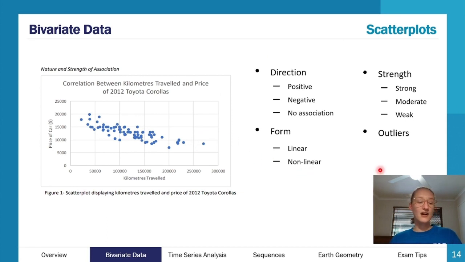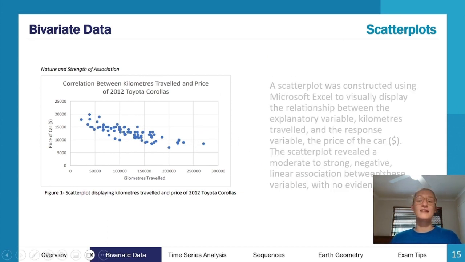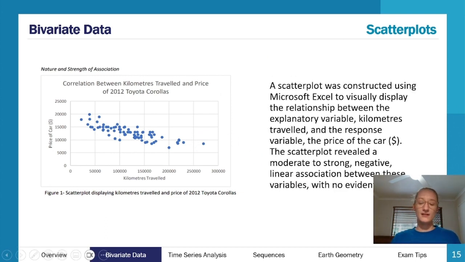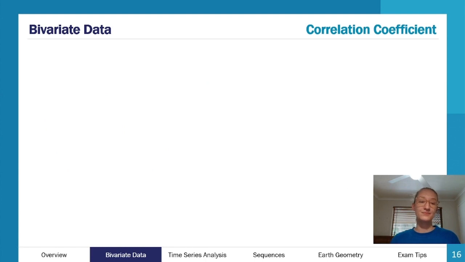So if I was going to describe this, like I have on our next slide, I would say the scatter plot revealed a moderate to strong, negative, linear association with no evident outliers. So when you're discussing the relationship between two variables, those are all of the key things that you want to be hitting on. But let's get a little bit more specific.